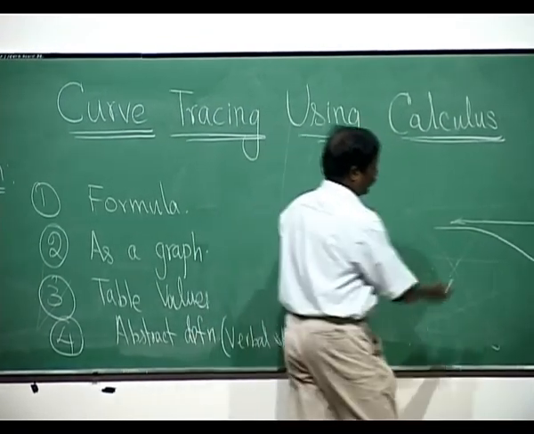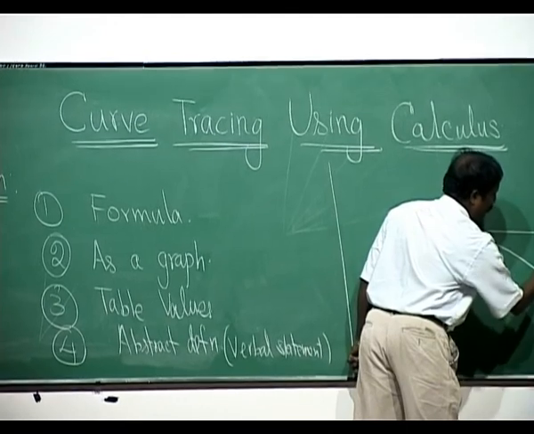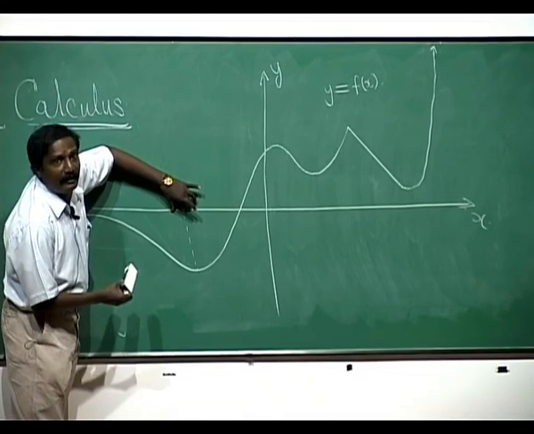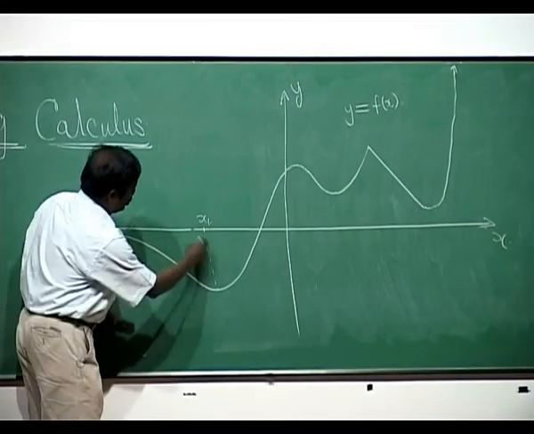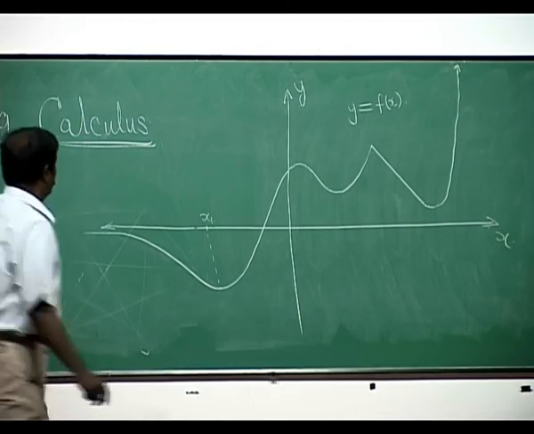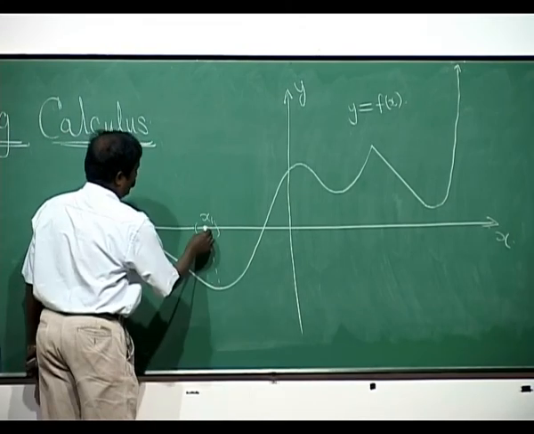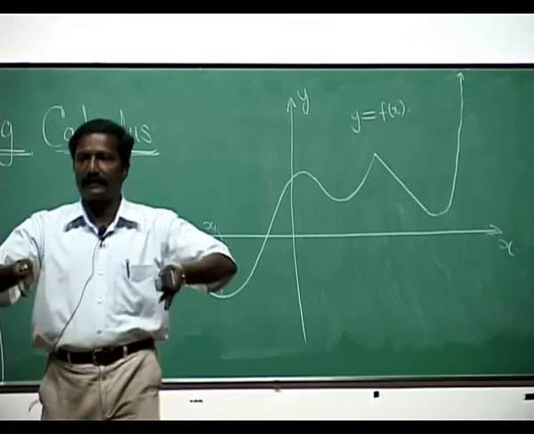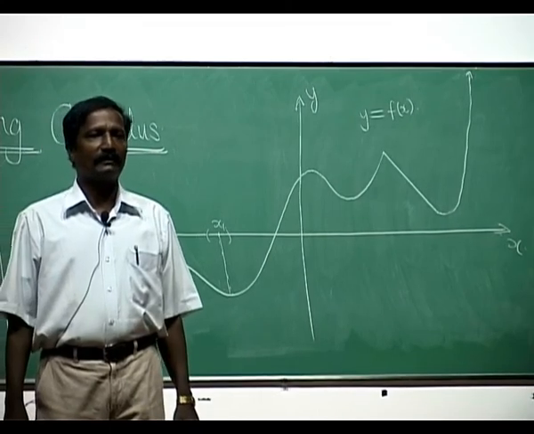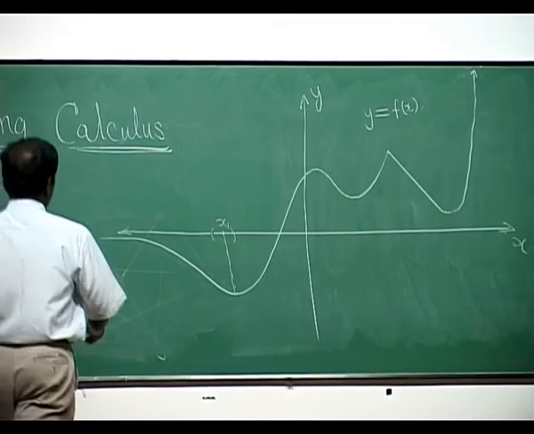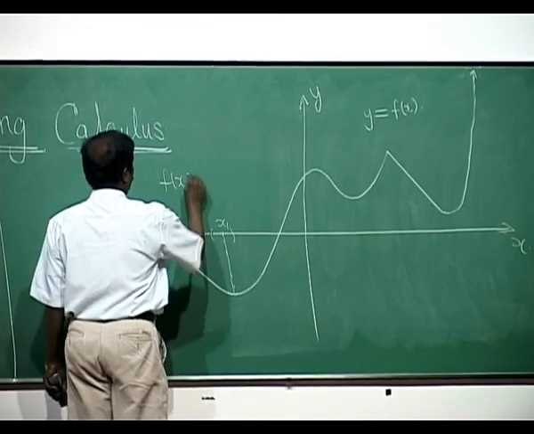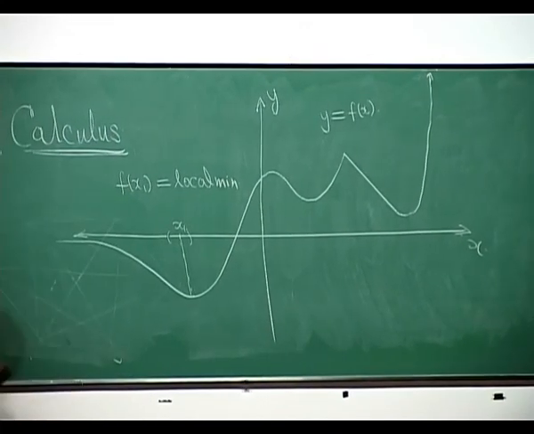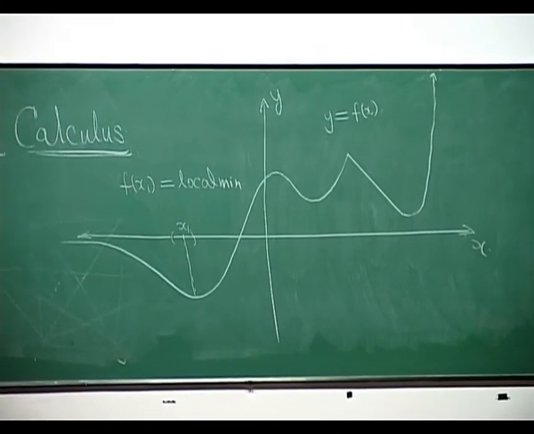What is happening? At this point, there is a neighborhood in which the function value is less than or equal to all other values in that neighborhood. So what shall we call that? Local minimum. So here f of x1 is the local minimum. That's an important point for any function.